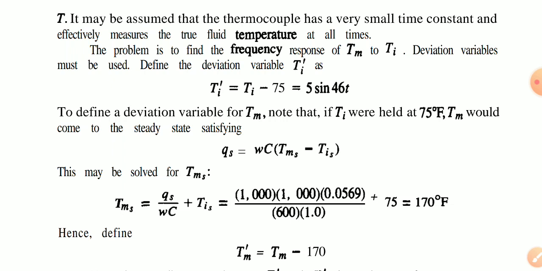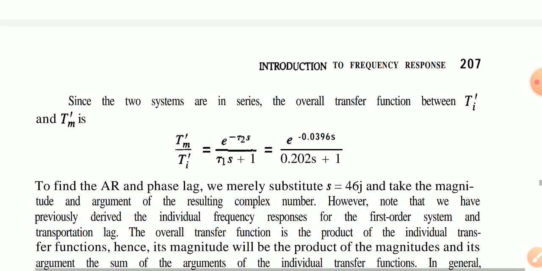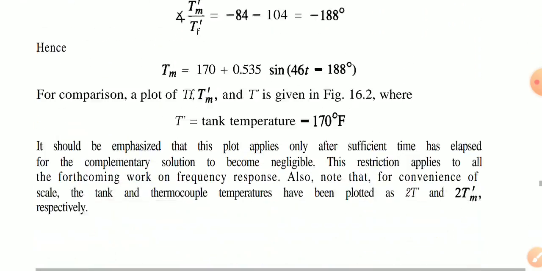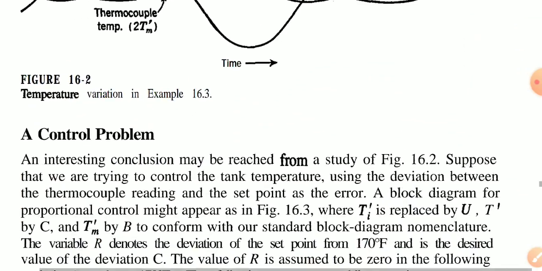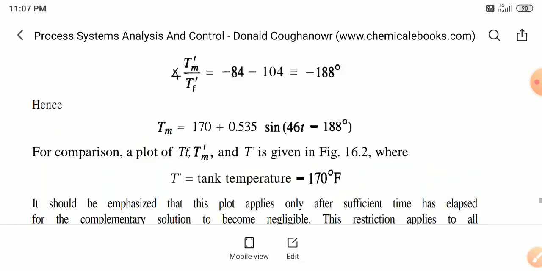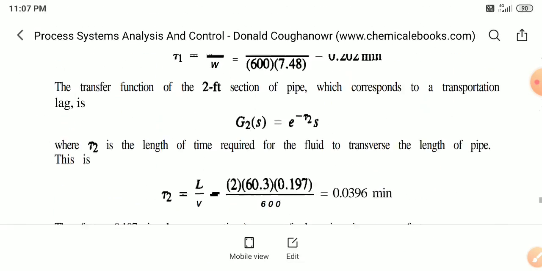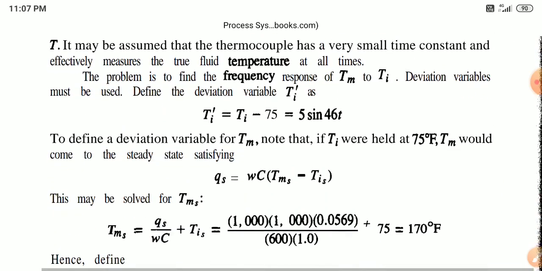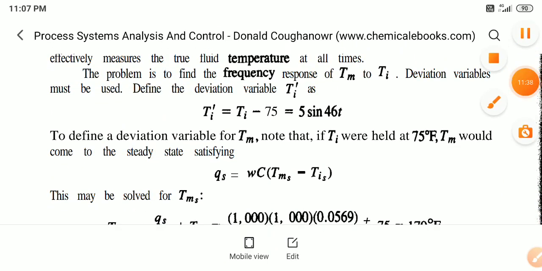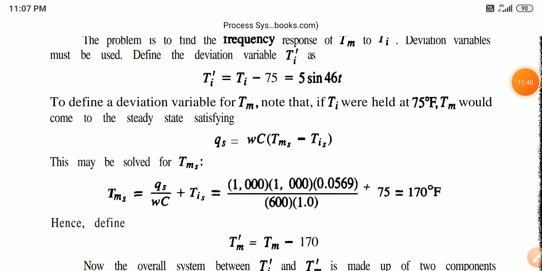A deviation variable must be used. Define the deviation variable Ti dash as Ti dash is equal to Ti minus 75, which is equal to 5 sin 46t. Simple example. Then afterwards we will see the control problem. Ti dash is equal to Ti minus 75, which is equal to 5 sin 46t.